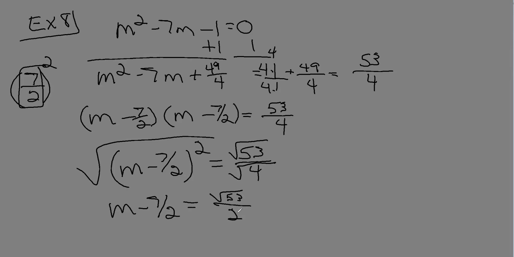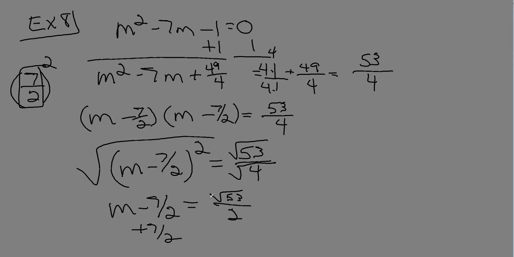And that's fine with me. Nothing I can do with that square root of 53. The square root of 4 is 2, so that comes out of the radical sign. And the last thing to do is to add 7 halves to both sides. So I'm going to add 7 over 2 to both sides.